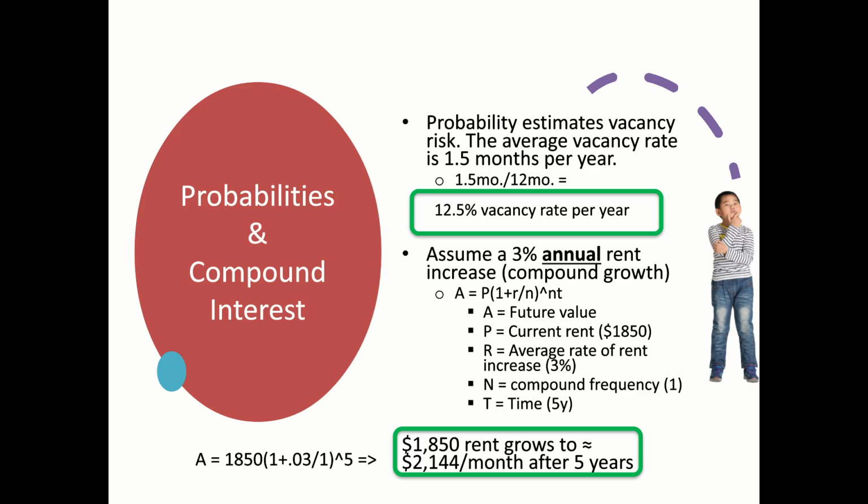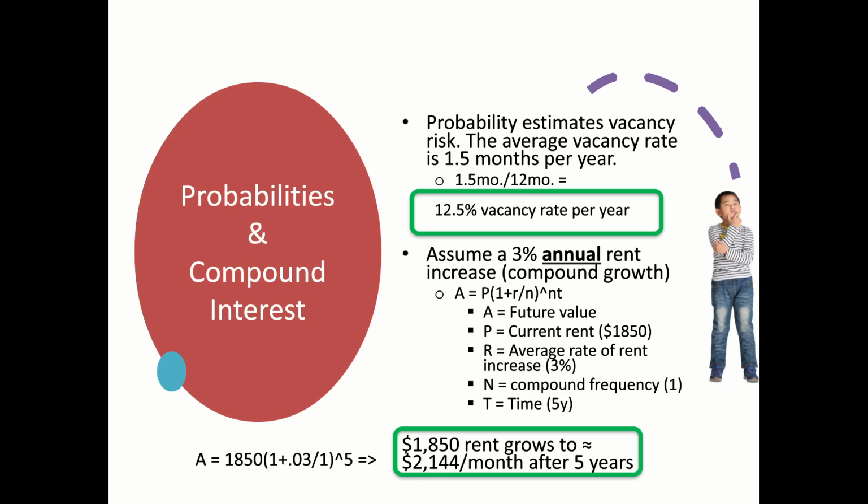Probabilities allow the investors to estimate vacancy rates over the year. On average, we can expect a vacancy rate per unit of 1.5 months out of the year. In a perfect world, investors would expect a 100% occupancy rate, but since we don't live in a perfect world, this calculation helps us prepare for cash loss and tenant turnover rates. No tenant means no cash flow.